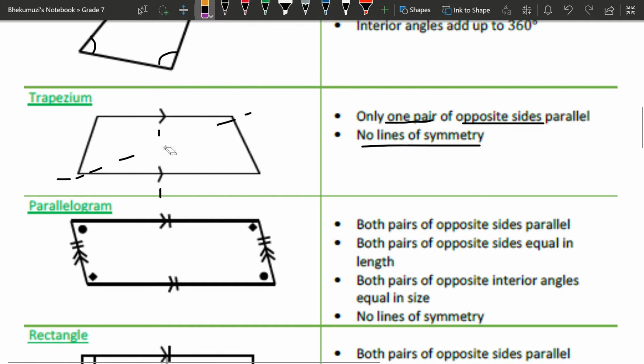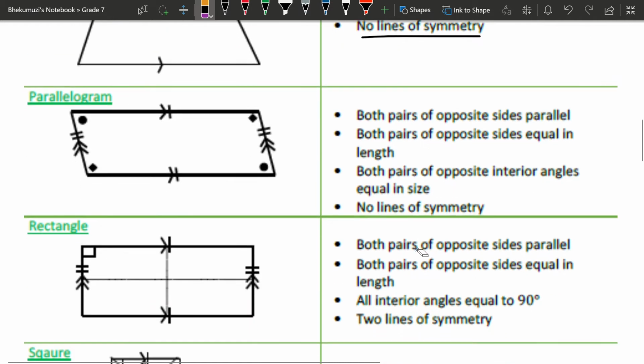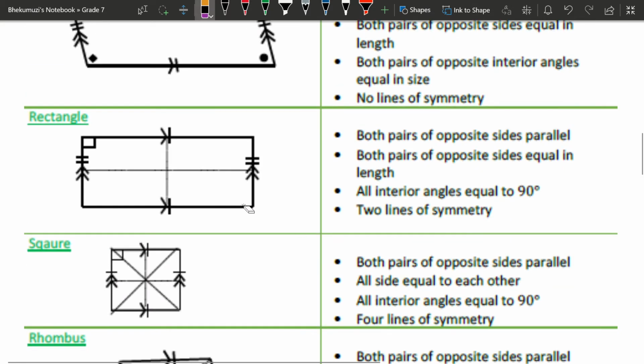And then we have a parallelogram. With a parallelogram, both pairs of opposite sides are parallel. Basically, any side, this side is parallel to that side, and that side is parallel to that side. Both pairs of opposite sides are equal in length. Basically, this one and that one are equal in length, as much as that one and that one are equal in length. And then both pairs of opposite interior angles are equal, right? So the opposite angles are equal as well. And then there are no lines of symmetry as well. So again, as I explained about no lines of symmetry, that is what it means.